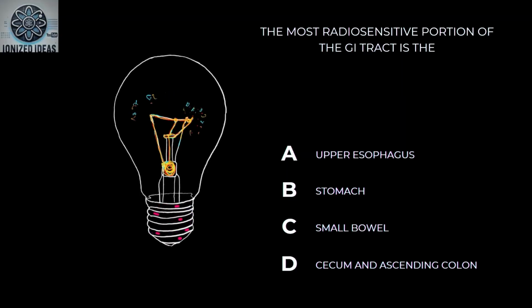The most radiosensitive portion of the GI tract is the: A. Upper esophagus, B. Stomach, C. Small bowel, D. Cecum and ascending colon.